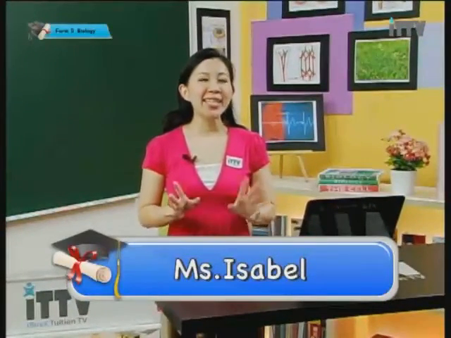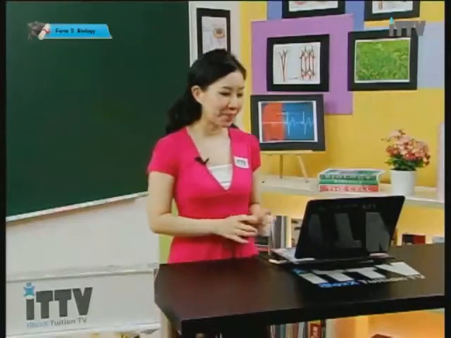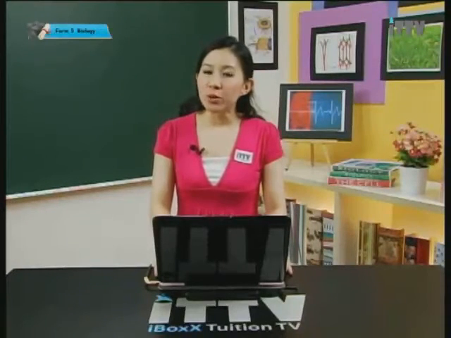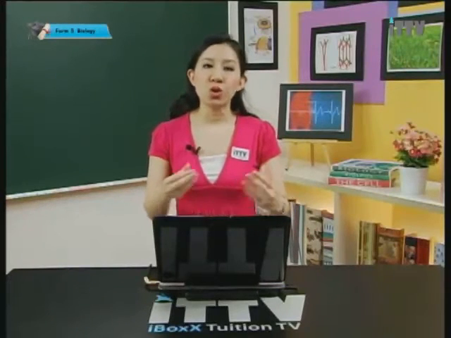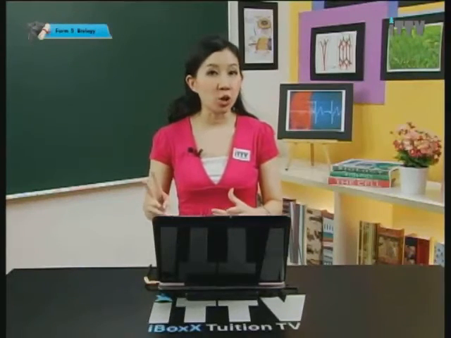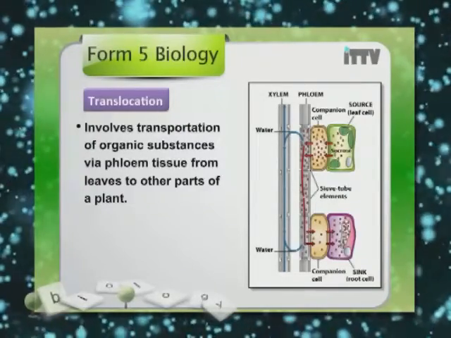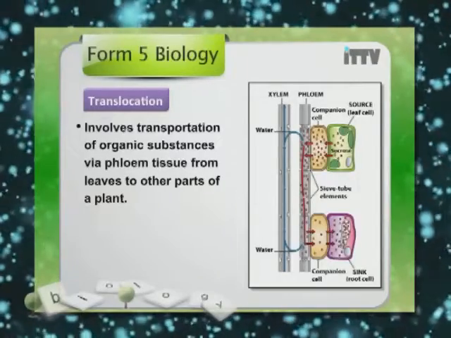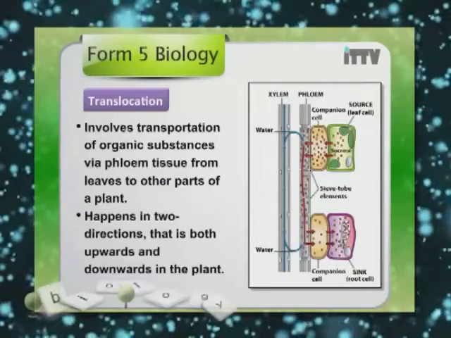For today's lesson, let's look at translocation and transpiration in plants. Now, basically we're focusing on the transportation system in plants with regards to translocation and transpiration, the two T's. Translocation involves the transportation of organic substances via phloem tissue from leaves to other parts of a plant. It happens in two directions, that is both upwards and downwards in the plant.